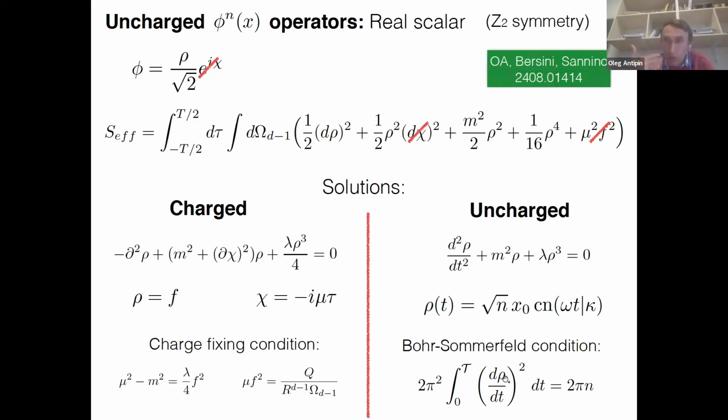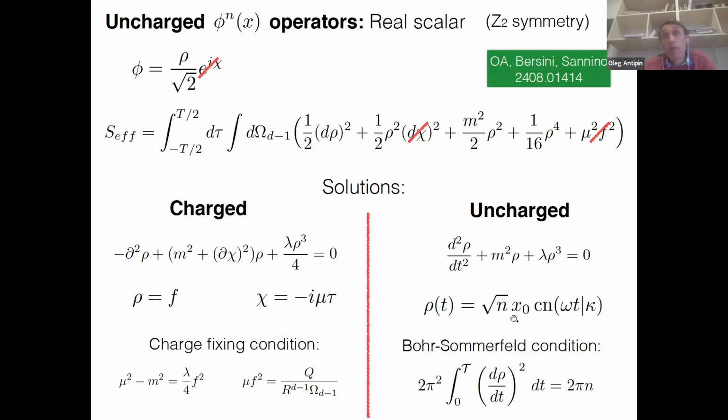In this case, we are doing semiclassical expansion. The semiclassical quantization will be given by the Bohr-Sommerfeld condition. There is no charge, so I cannot use that anymore. But you probably remember from quantum mechanics and the WKB approximation that the semiclassical quantization is given by this Bohr-Sommerfeld condition. The momentum squared integrated over a period has to be quantized. In this case, it's 2 pi over n. So this replaced my charge fixing condition.